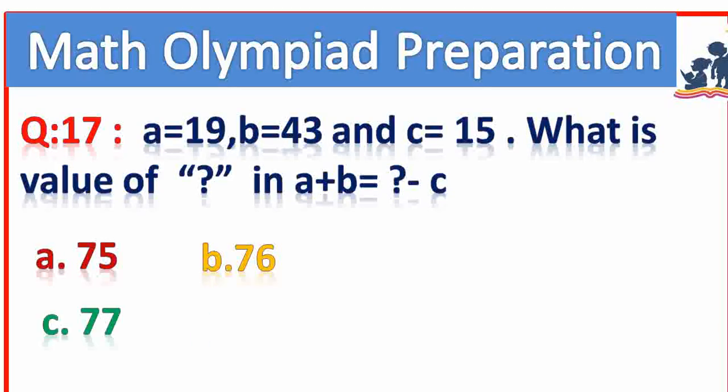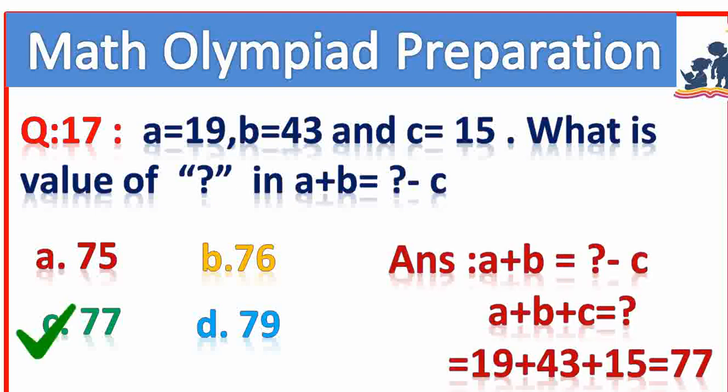Question number 17. A is equal to 19, B is equal to 43 and C is equal to 15. What is the value of question mark in A plus B is equal to question mark minus C? Tell me the answer. 77. Yes. In this, A plus B is equal to question mark minus C. So when we bring minus C to the left side, the solution becomes 19 plus 43 plus 15. Answer is 77. Good.